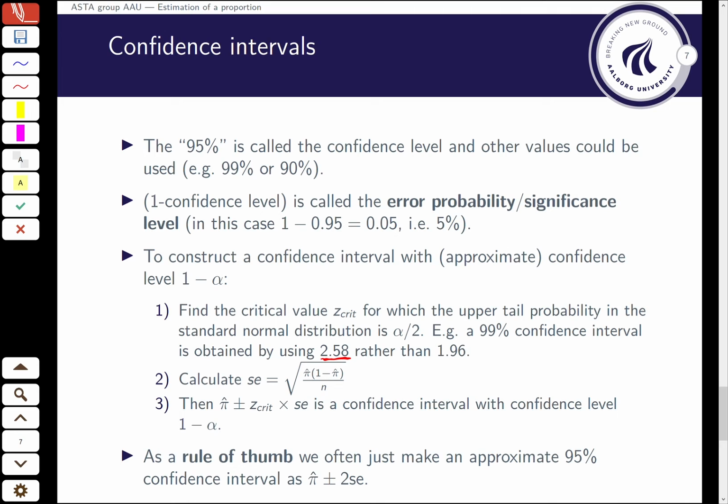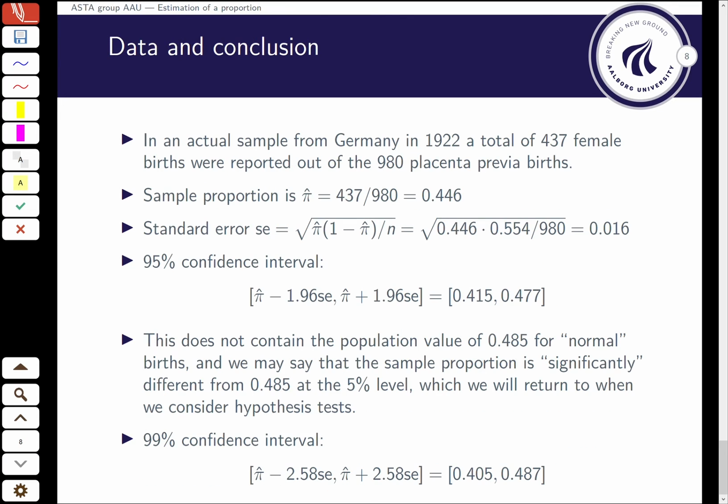And finally, with all these precise decimal points, in statistics a lot of the time we are a little bit loose and just say that an approximate 95% confidence interval is given by the estimate plus or minus 2 times the standard error. This is a very general rule of thumb that we use often.